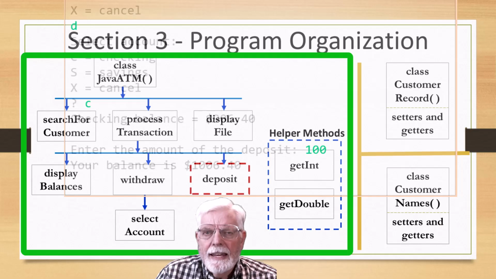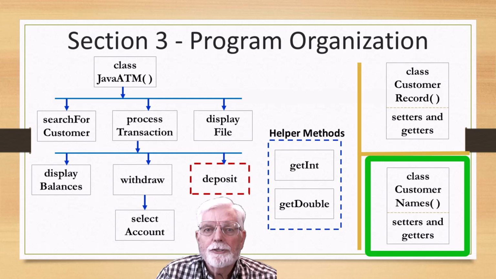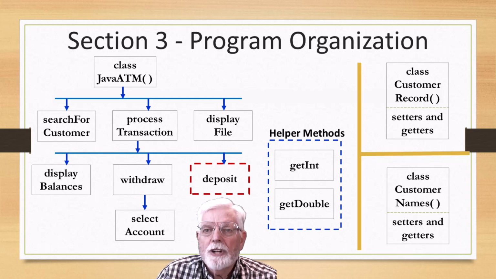Class Java ATM(), class customer record(), and class customer names() are each in their separate Java source files. Modular programming techniques are used to divide the Java ATM program and separate it into several self-contained units. This makes it easier to maintain and debug. This is called divide and conquer.